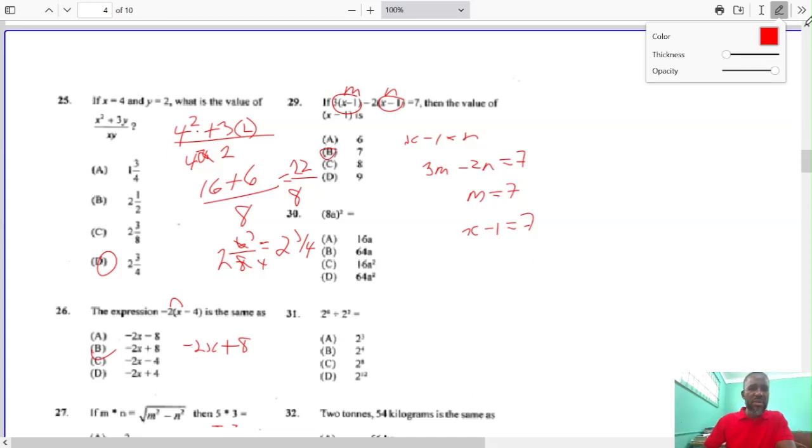All right, so we have 8a squared in this one. Now remember, from the laws of indices, once we have the bracket here, everything inside the bracket is squared. So we're going to have 8 squared is going to be equal to 64, and a squared is going to be equal to a squared. So 64a squared, so our answer here is D.